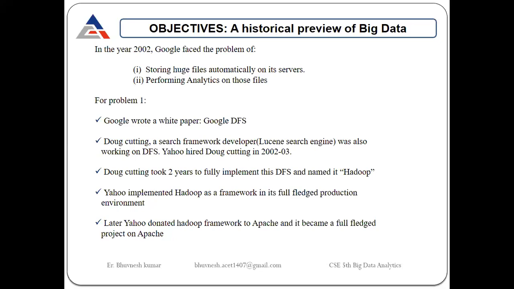So later the Yahoo organization donated that Hadoop framework to Apache, and it became a full-fledged project at Apache. You are also using Apache Tomcat and Apache web servers. There are so many software handled by the Apache organization, and these are open source software.